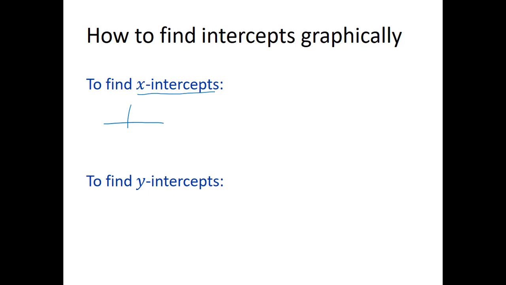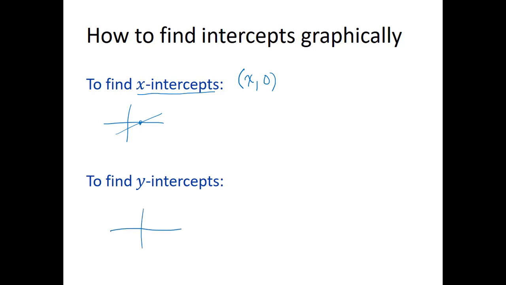So that is, we're looking for points where the graph crosses the x-axis, and at that point, notice that the x-coordinate is going to be some number, but there's no movement off of the x-axis. And so the y-coordinate is 0. So the x-intercepts are going to be of the form x and 0. That is, some number, 0.